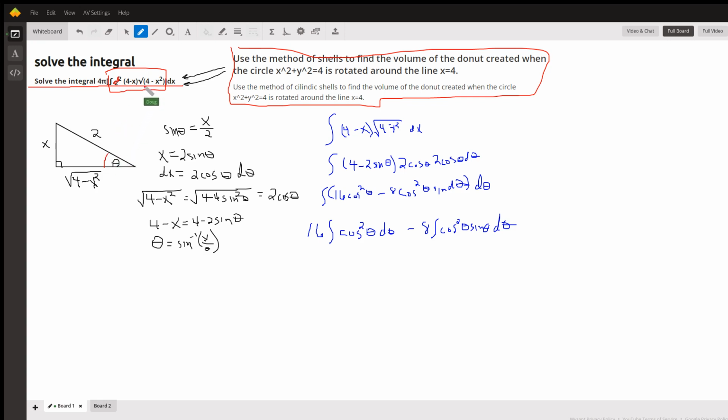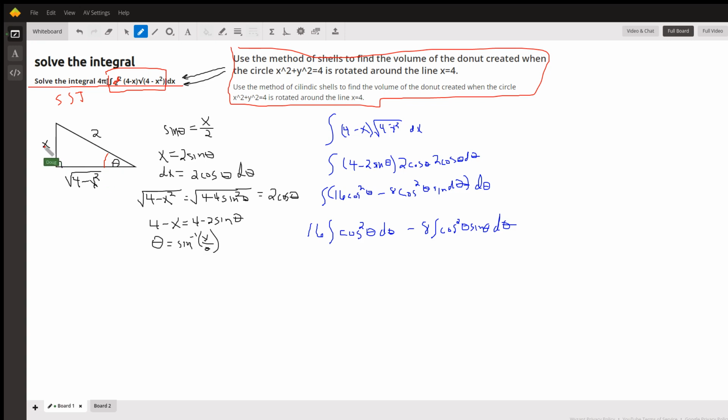When you see something like the square root of 4 minus x squared, or the square root of 4 plus x squared, and you want to get rid of the radical, trigonometric substitution is the way to do it. Here's your right triangle. You want to set it up so that you're either using sine, secant, or tangent, and so that you can get x equal to a trigonometric expression without a radical in the expression. So here's how to do it.